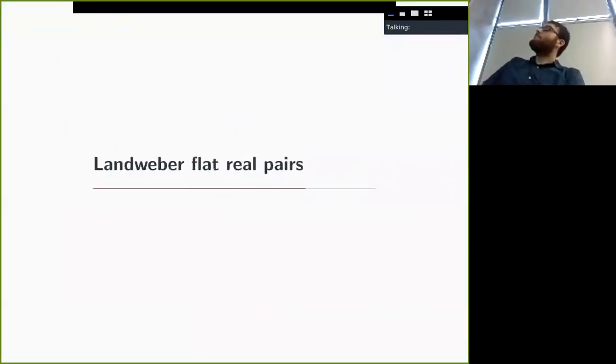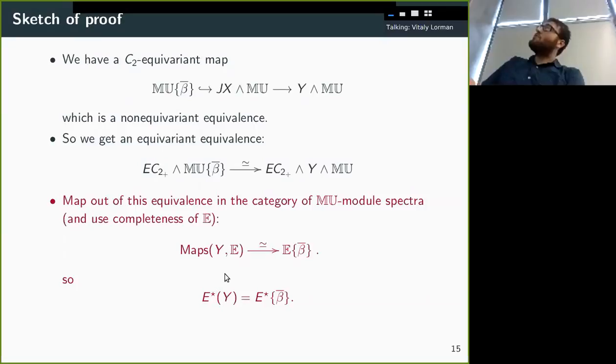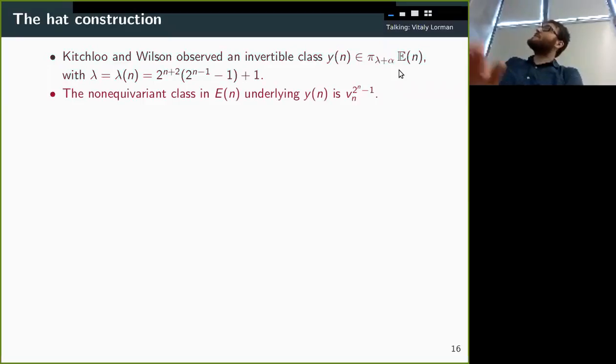Okay, so now I want to talk about the second part of the proof, specifically how we get from the equivariant E cohomology of Y to the E_n cohomology of Z. So the key idea here is that Mike Hill, Kitchloo, and Steve Wilson observed, in the coefficients of the equivariant cohomology of E, this invertible class called y_n. So there's this messy looking thing lambda, but the point is lambda is an integer, and it lives in degree an integer plus just a single copy of the sign representation. And this class is invertible. And in fact, its underlying non-equivariant class is a power of v_n.